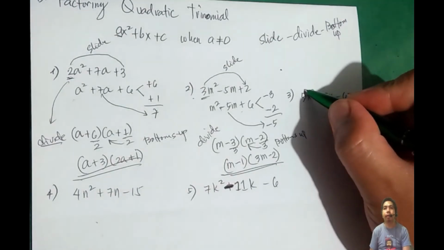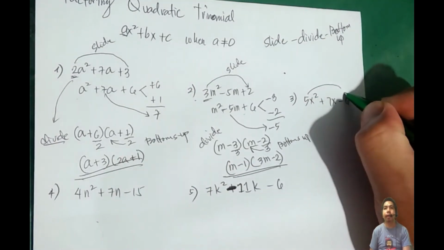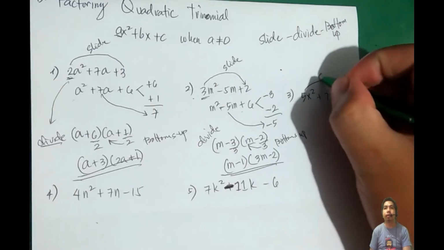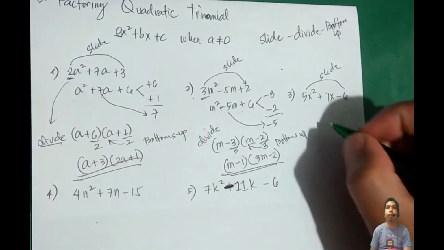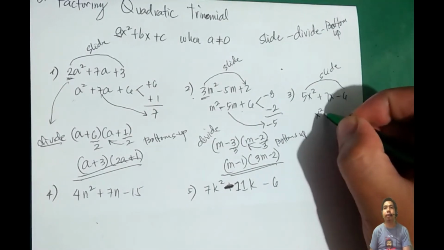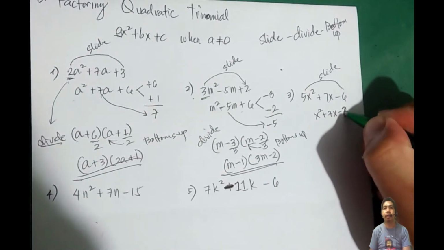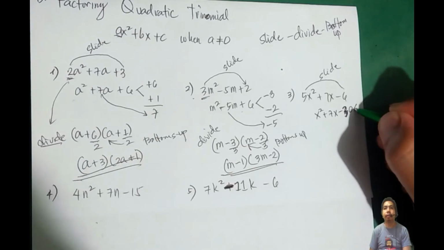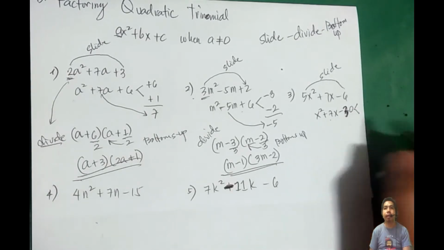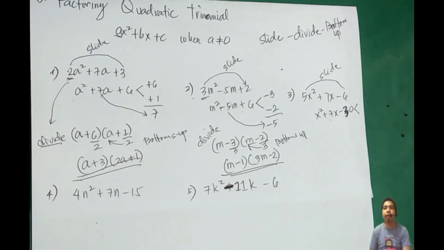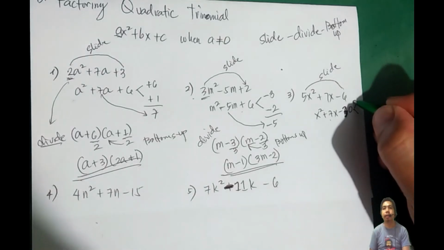Meron tayong 5x squared plus 7x minus 6. So, slide natin ulit to. So, mumultiply lang yan. So, meron tayong x squared plus 7x minus 30. Since ang ating last term ay negative at ang middle term natin ay positive, dapat magkaiba yung sign ng factor na kukunin kasi negative yung last term.